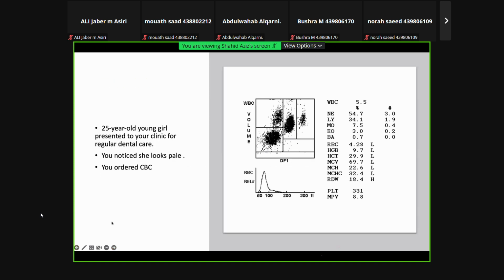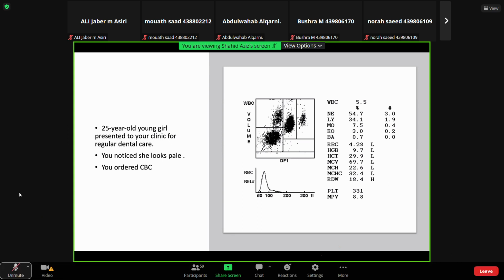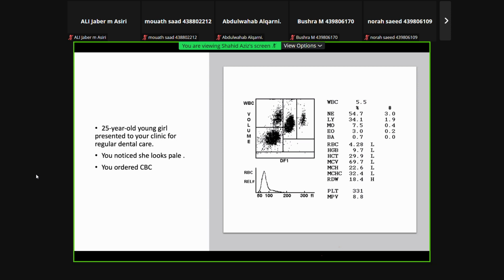So look at this CBC on the right-hand side. It shows the white blood cell count of 5.5, that means 5,500. And below that is the differential: neutrophils 54.7%, lymphocytes 34.1%, monocytes 7.5%, eosinophils 3%, and basophils 0.7%. The red blood cell count of 4.28 million is reduced, it's low. The hemoglobin of this patient is 9.7 grams per deciliter. The packed cell volume or hematocrit is 29.9.